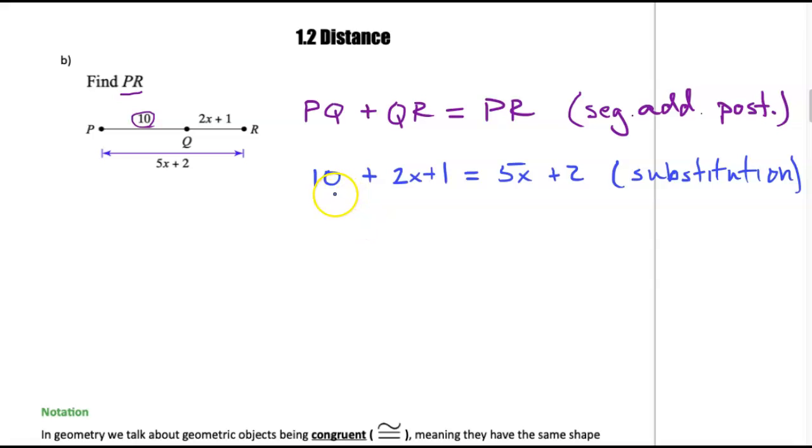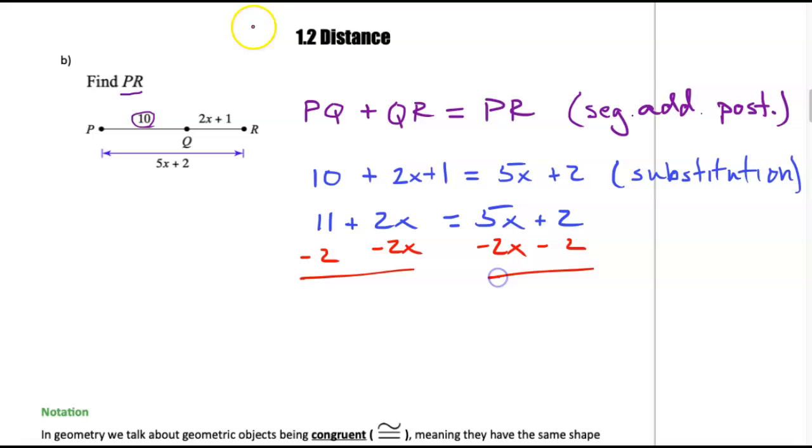So what we need to do is get all of our x terms on one side and all of our constants on the other. There's no necessarily one way to do this, so I'm going to go ahead and combine the 10 and the 1. So 11 plus 2x equals 5x plus 2. And that's just a matter of combining like terms, and now I'm going to subtract 2x from both sides. And I'm also going to subtract 2 from both sides.